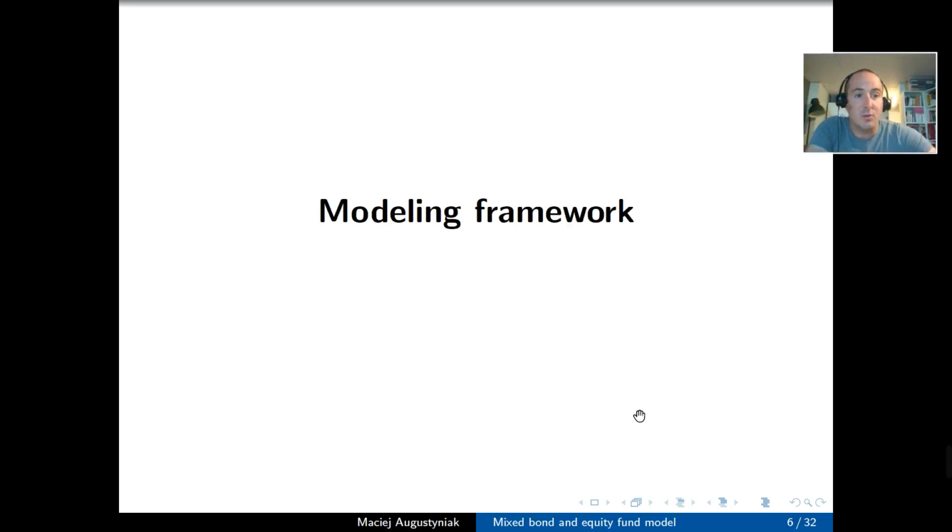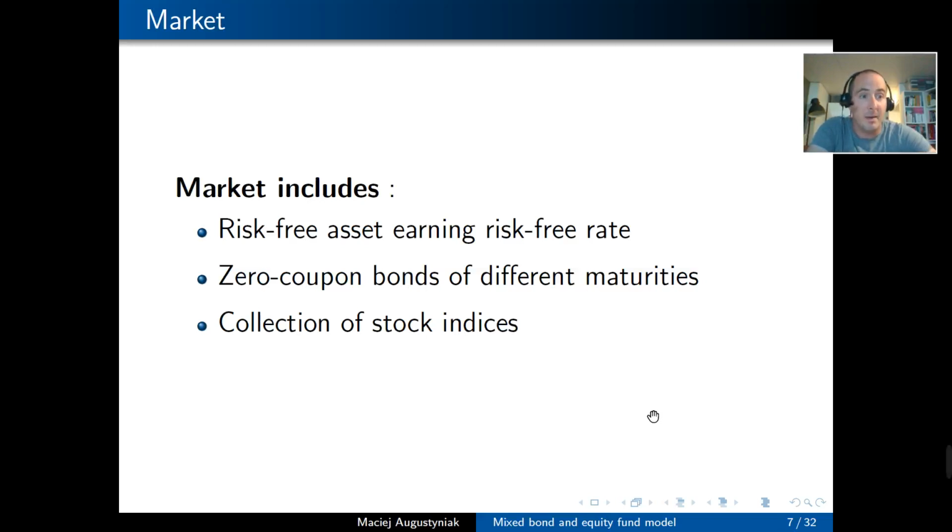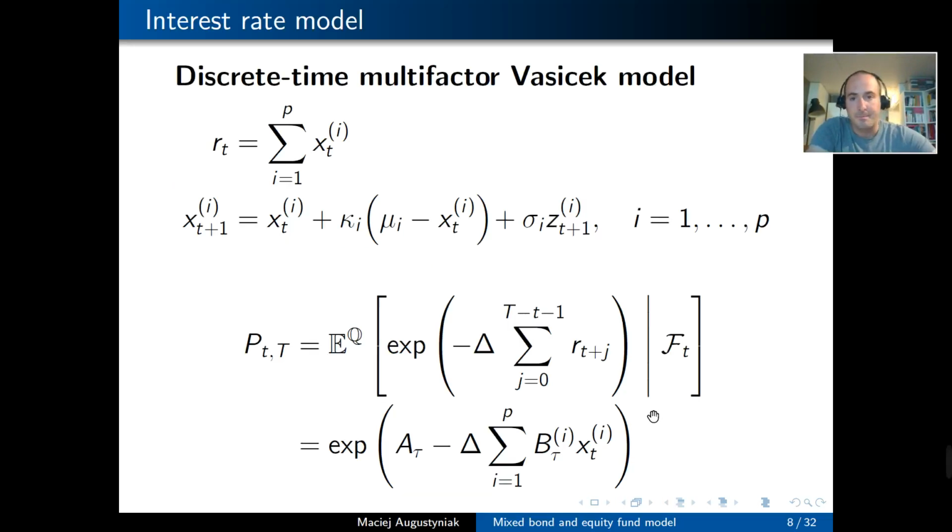So now let's describe the modeling framework that we propose for our mixed bond and equity fund dynamic. First, we're going to assume that the market includes the following assets. It includes a risk-free asset earning the risk-free rate. It includes a collection of zero coupons of different maturities. And finally, it also includes a set of stock indices.